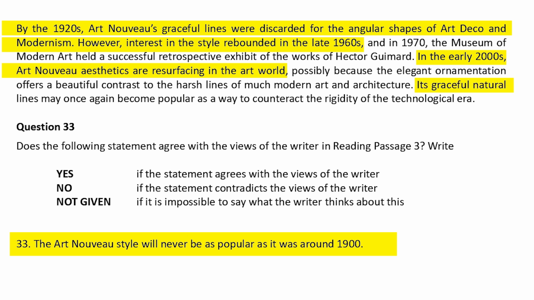Finally, the writer adds, its graceful natural lines may once again become popular as a way to counteract the rigidity of the technological era. So the passage tells us that Art Nouveau might become popular again, but does it say how popular? Specifically, does it compare it to its peak around the year 1900? No, it doesn't. The writer never says whether the style will become less, equally or more popular than it was back then. And the question makes a very strong claim, will never be as popular as it was. That's a clear comparison, but the passage doesn't make that comparison. That's why the correct answer is not given.